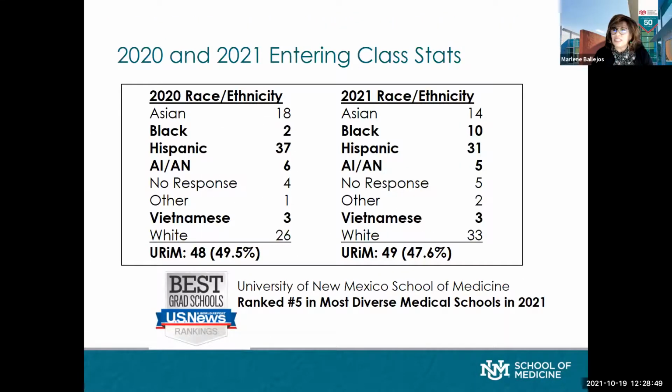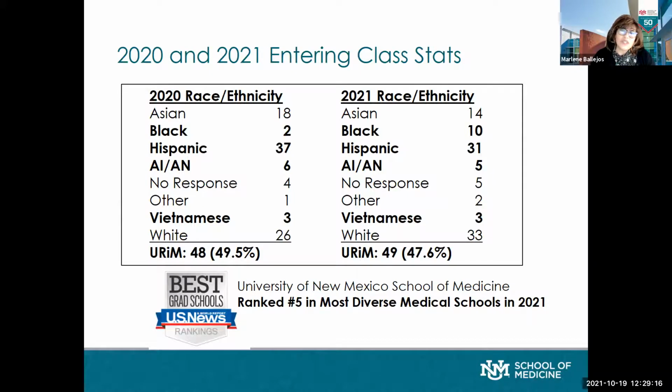So this data shows our entering classes for the past 2 years, and it's based on race and ethnicity. We consider the Vietnamese population in our underrepresented numbers because they have a large population regionally, and this specific group is underrepresented in medicine in our state. Our university hospital has 24-hour translation services in Spanish, in Navajo, and in Vietnamese.